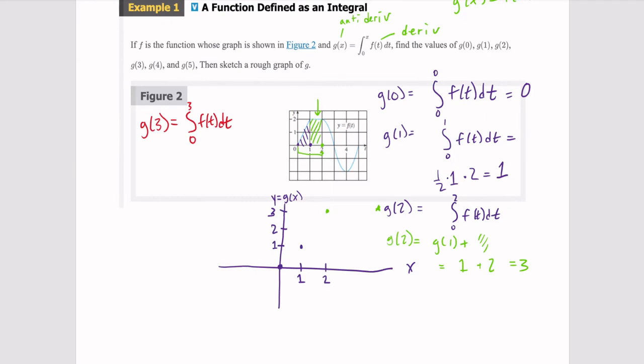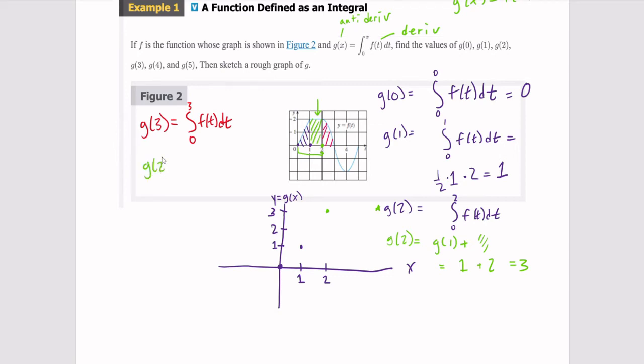So let's look at g of 3 now. This is the area under the curve from 0 to 3 of the function f of t. So we already have some of this done. Really all we need to add is this area here between 2 and 3. So we're going to take g of 2 and add in this extra area. Let me write that out, and I'll try to color code this too.